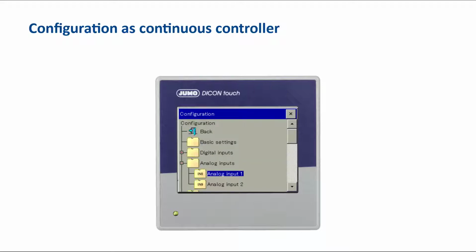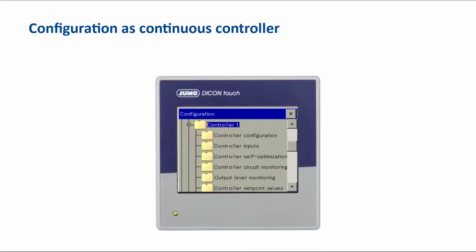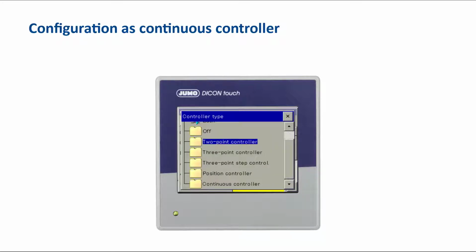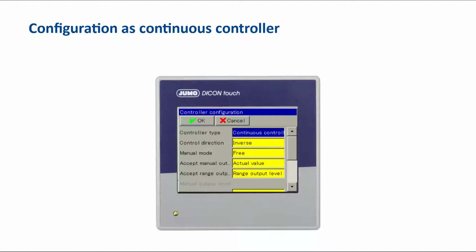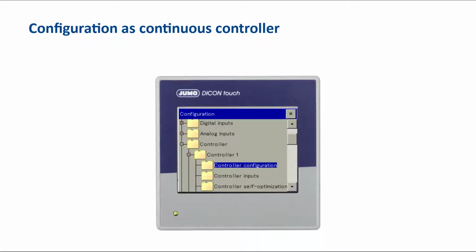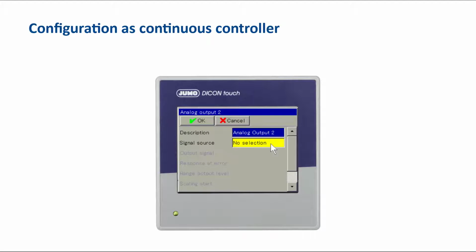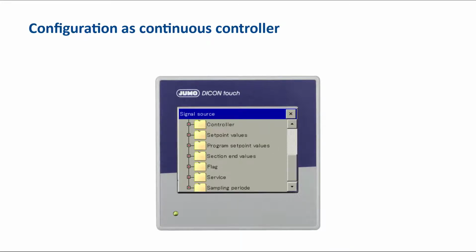JUMO controllers can be operated as continuous controllers, 2-state controllers, 3-state controllers, modulating controllers, and positioners. In the example, the controller controls the actuator via an analog signal. It operates as a continuous controller. Continuous and 2-state controllers have a degree of operation in the range of 0 to 100% and control the actuators via one output. This so-called first controller output must be assigned to an analog output in the case of the continuous controller.